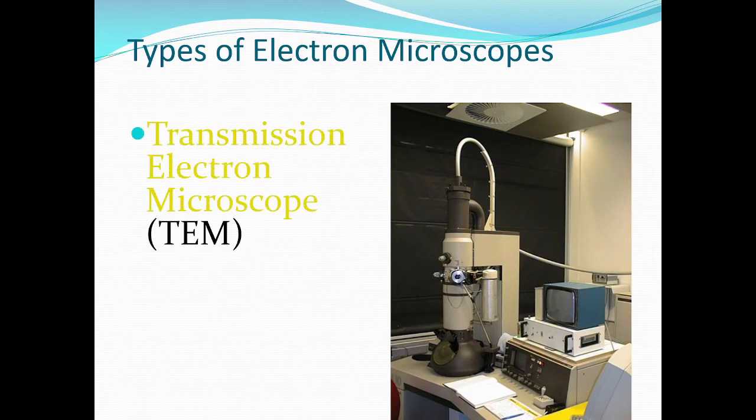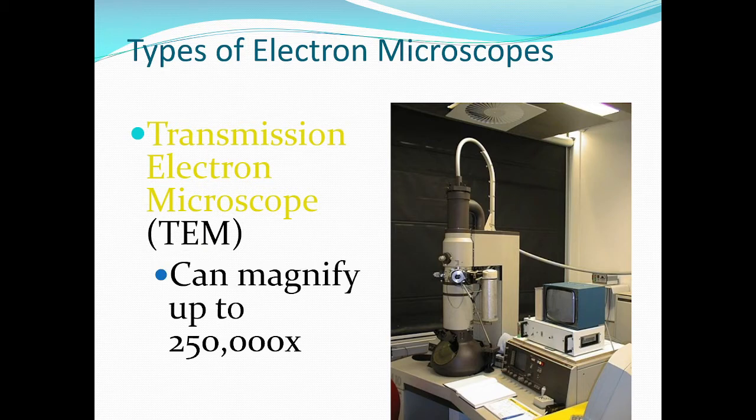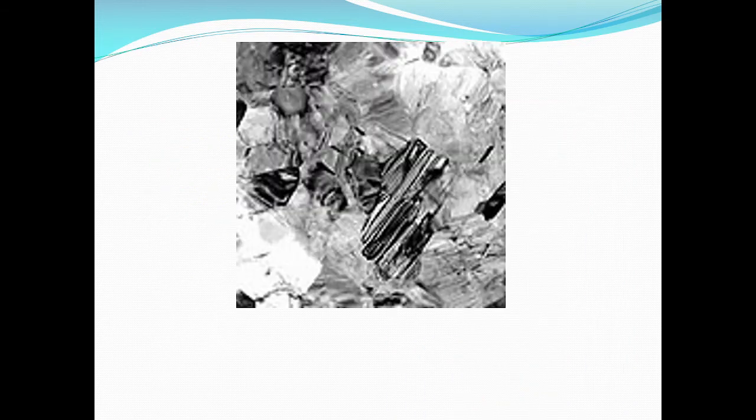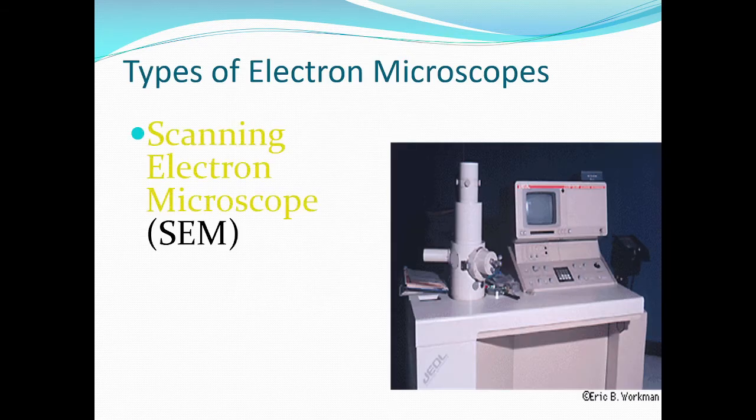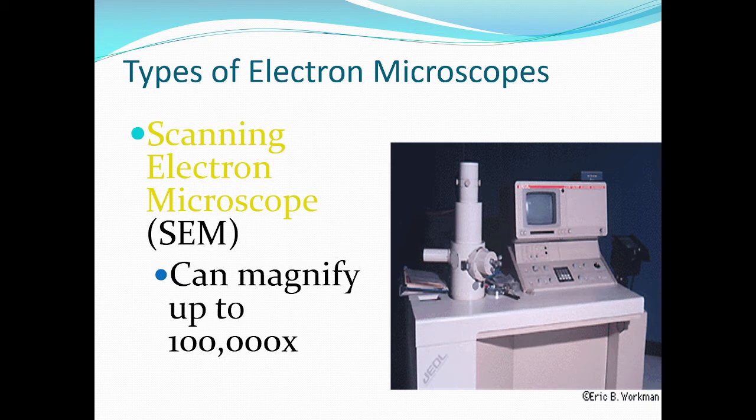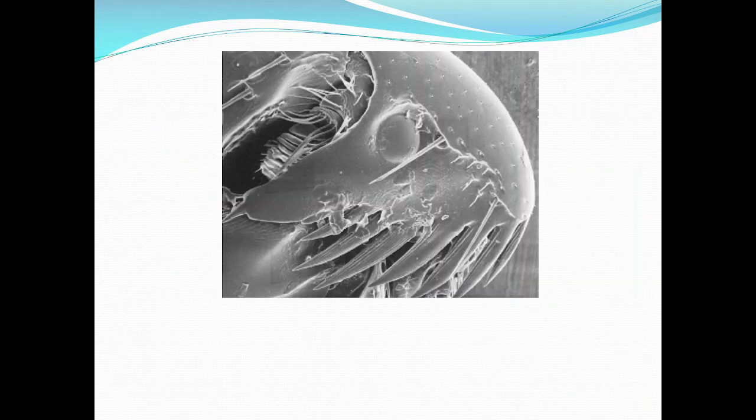First, we have the transmission electron microscope, or the TEM. It can magnify up to 250,000 times. This is an example of the object that it can magnify. Another one is the scanning electron microscope, the SEM. It can magnify up to 100,000 times. This is an example of the image that it can magnify.